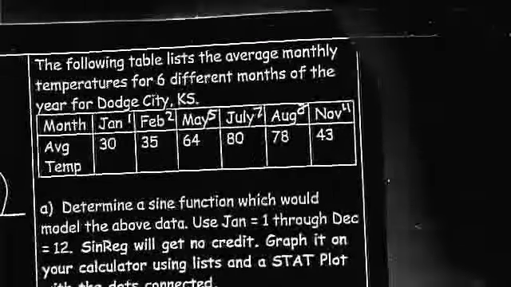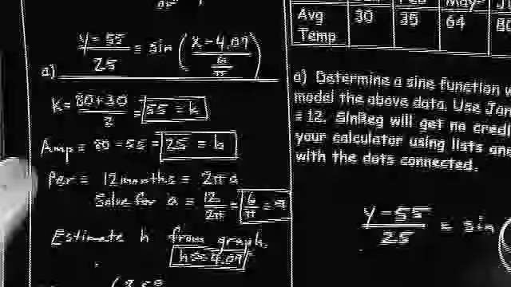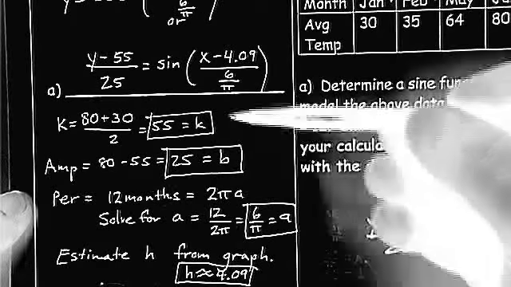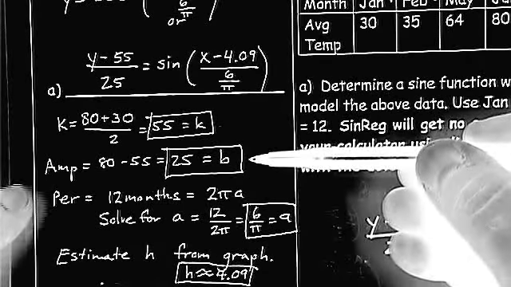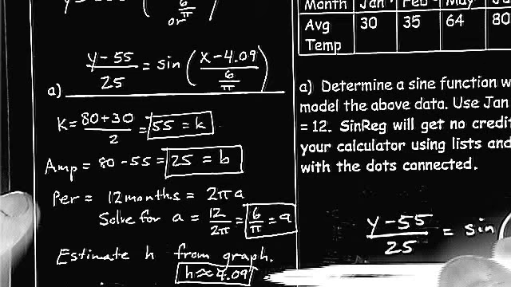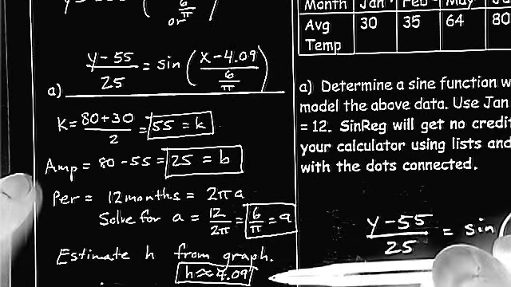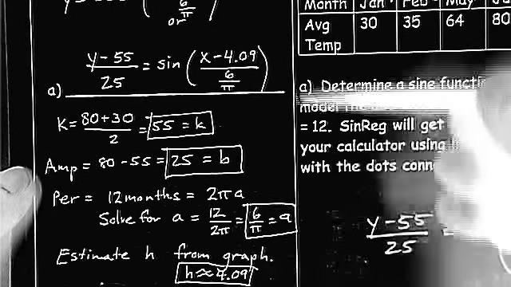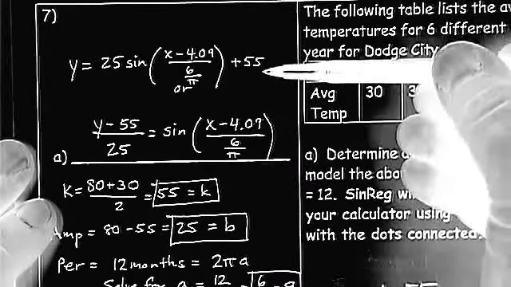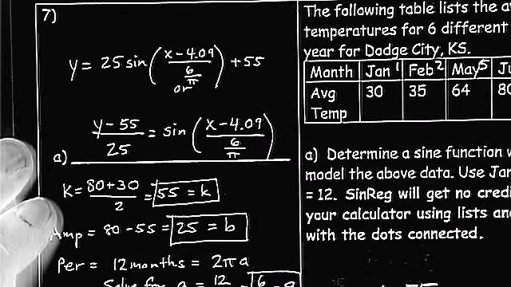When we graphed it, we came up with all this really cool information, including the value of K, the center line, the amplitude, which gave us B, and the period, which was 12 months, which gave us the value of A at 6 over pi. We estimated this from our graph like we did in class, and that gave us our equation. You can have it in factored form or in standard form, solved for Y. Either one.